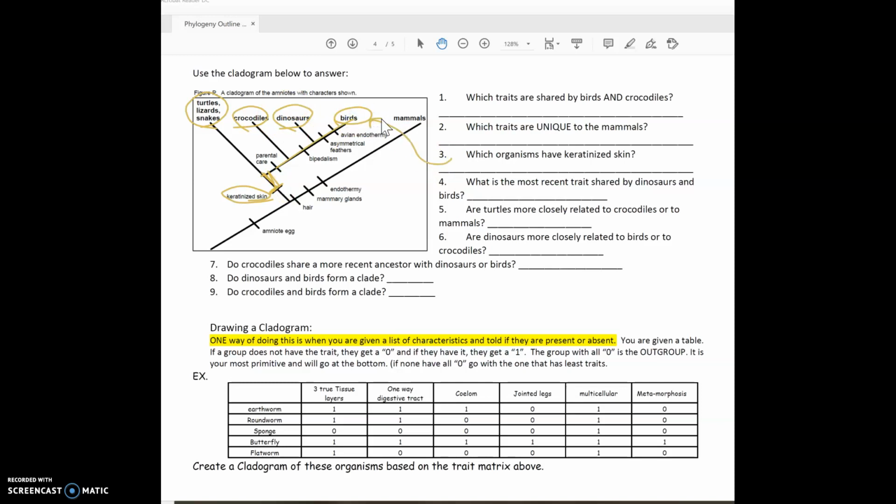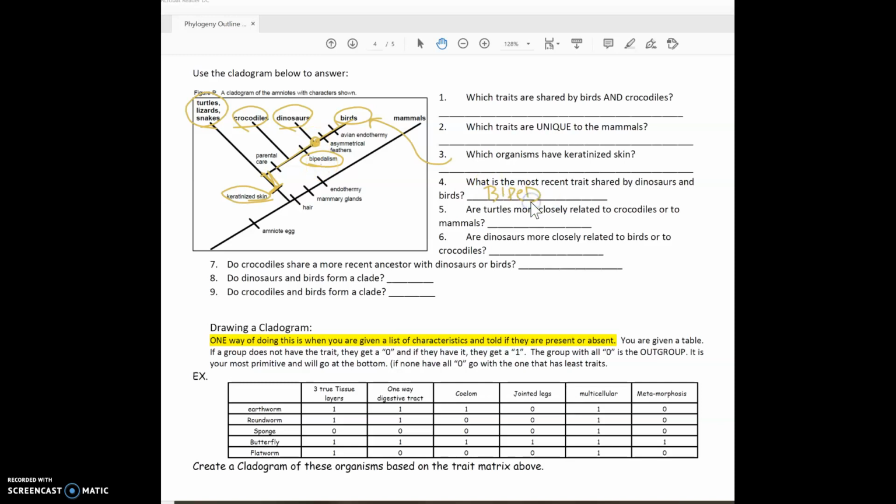What is the most recent trait shared by dinosaurs and birds? That would be bipedalism. Here's our dinosaurs and birds and where they branch, and the most recent trait prior to them branching would be bipedalism.